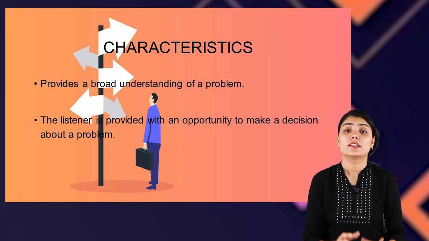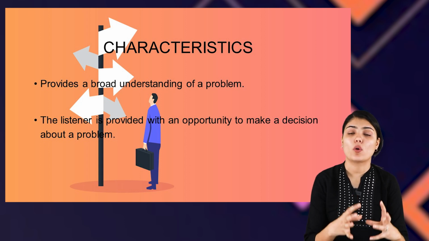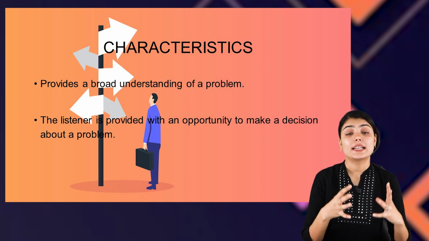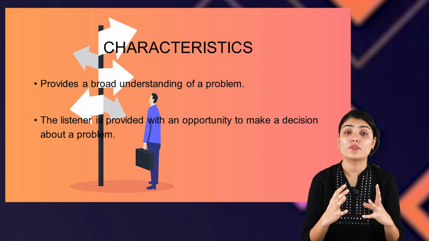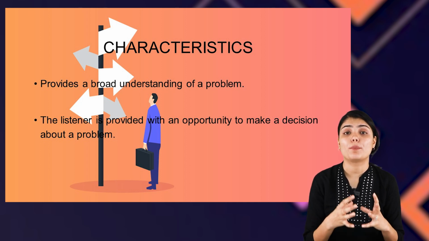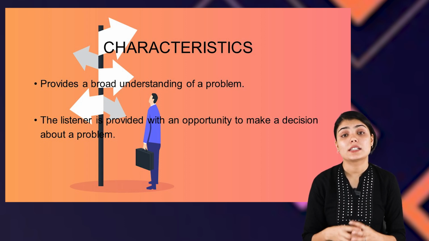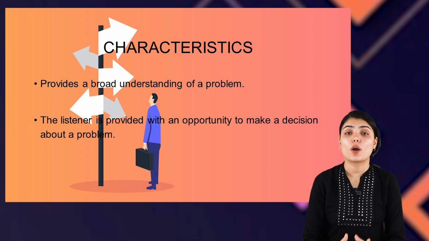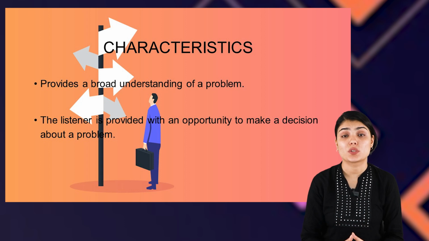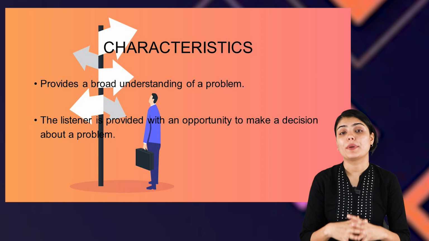Moving on, let us discuss the characteristics of symposium. The first characteristic is that symposium provides a broad understanding of the topic. As I said, in symposium, different aspects of a particular topic are discussed. Therefore, it will provide broad understanding of a particular topic. That is the first characteristic. Whenever a symposium is conducted, the speakers must be aware of the topic they are speaking on and what they are going to speak regarding it, so that they can provide a lot of information on the topic to the audience.